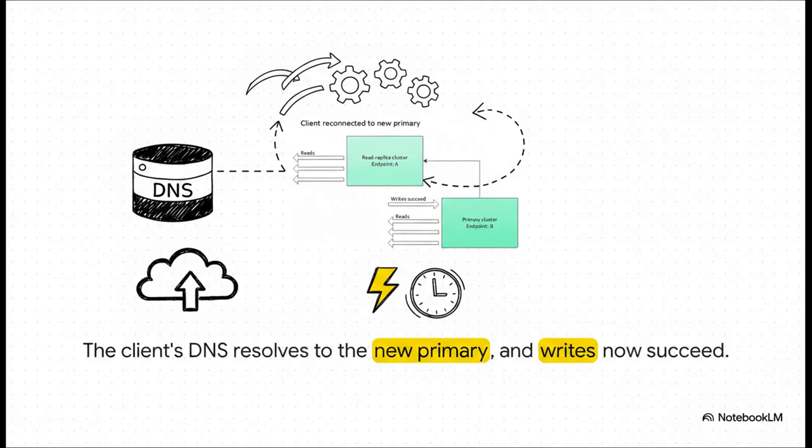Behind the scenes, ElastiCache is busy updating the DNS to point to the new primary node. And the best part? Your application, without you changing a single line of code, just reconnects and keeps on chugging. It's a completely seamless, automated process that's designed to keep your application online.